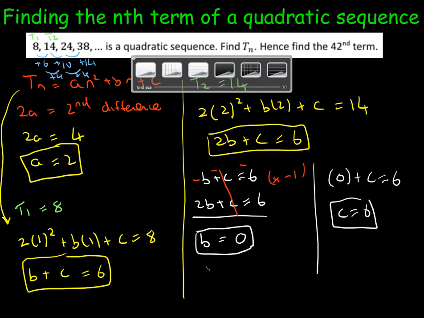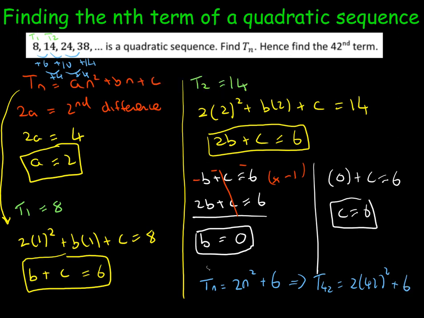Now you have your a, b, and c values, so what you're asked to find is the general term. So tn is equal to, a is 2, 2n squared plus 0n, and again I don't need to put that in because b is just 0, so 2n squared plus 6. And I'm running out of space here. To find the 42nd term, the t42, you sub 42 instead of n, so it's 2 by 42 squared plus 6, and put that in your calculator. That will give you the term.